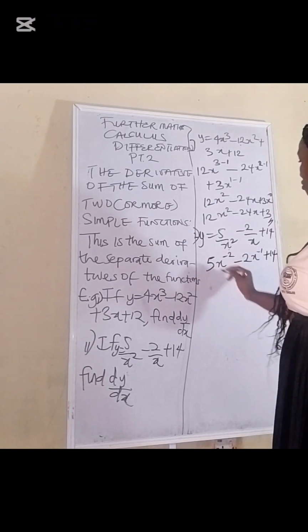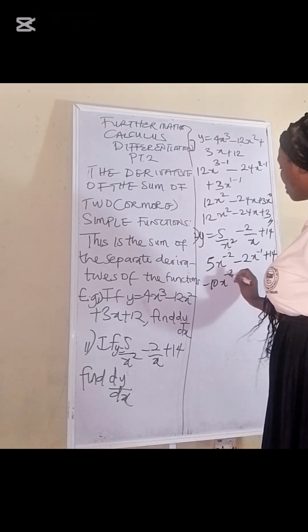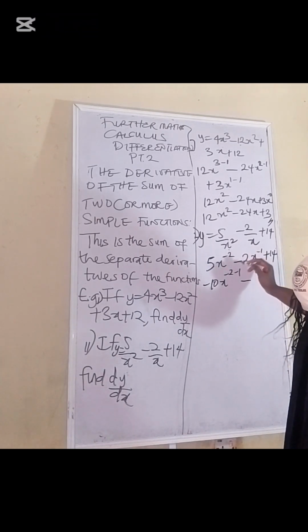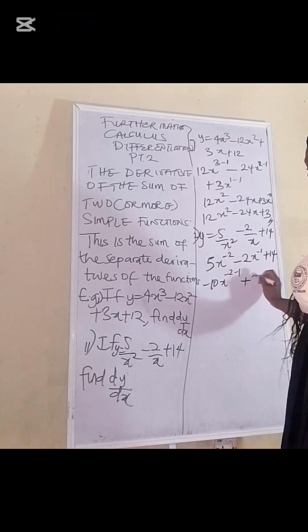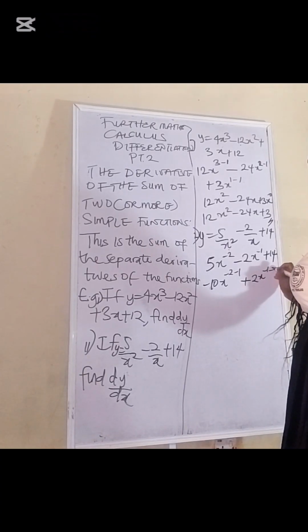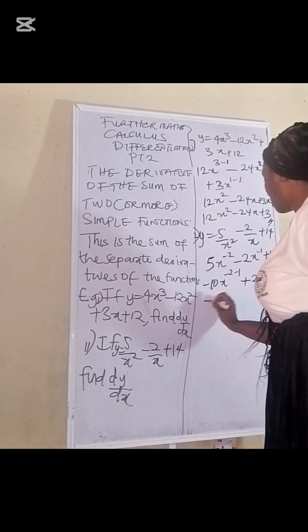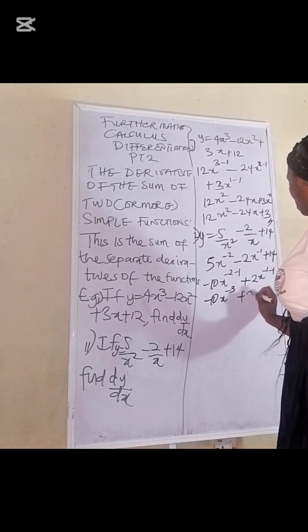Now this minus 2 will multiply this 5. That will be minus 10. Then you subtract 1 from the power, which gives minus 3. This minus 1 will multiply this minus 2: minus 1 times minus 2 will be plus 2. This 14 is 0. So we are left with minus 10x raised to the power minus 3 plus 2x raised to the power minus 2.